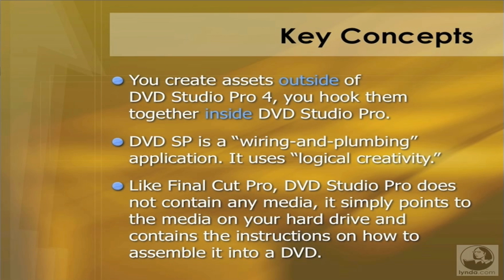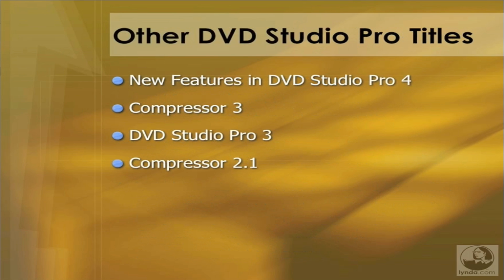And, like Final Cut Pro, DVD Studio Pro does not contain any media. It simply points to the media on your hard drive and contains the instructions on how to assemble it into a DVD. Now, we have a lot of different titles on DVD Studio Pro. We've got one which is just focused on the new features inside DVD Studio Pro 4. Another one specifically on how to use Compressor 3, especially some cookbook or recipe approaches to getting your video and audio compressed. If you have an older version, we've got stuff on DVD Studio Pro 3 and Compressor 2.1.